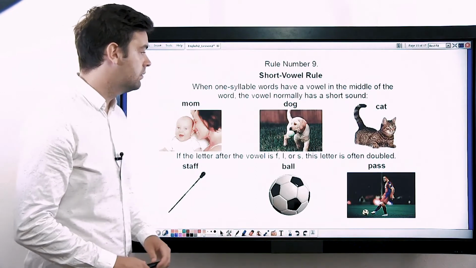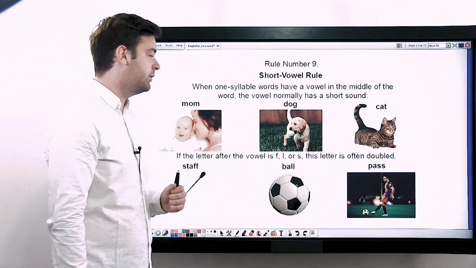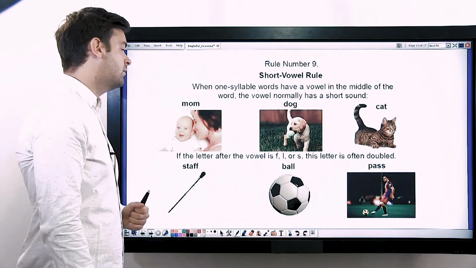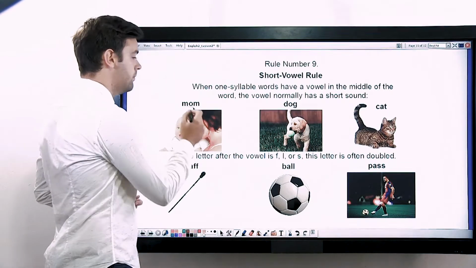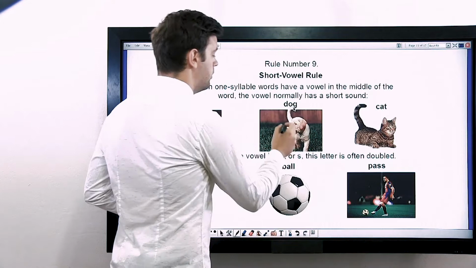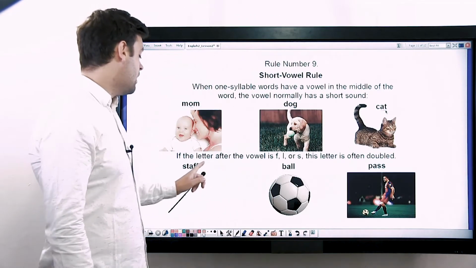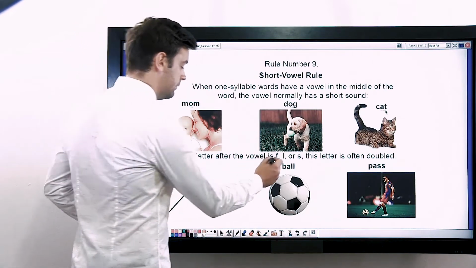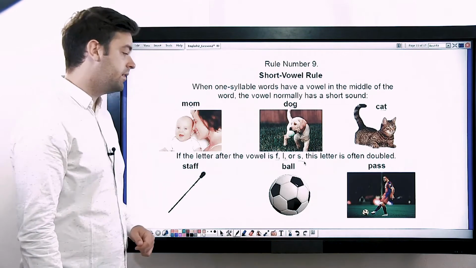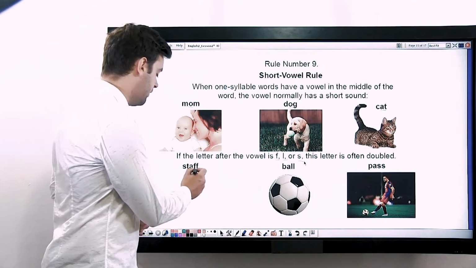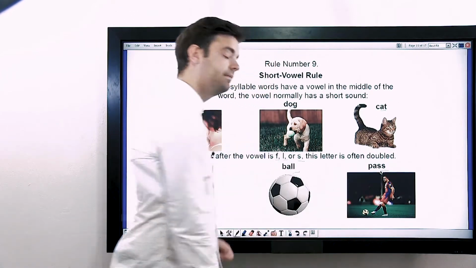Rule number 9, the short vowel rule. When one syllable words have a vowel in the middle of the word, the vowel normally has a short sound. Mum, or mom, dog, or cat. If the letter after the vowel is an F, L, or S, this letter is often doubled. Staff, bull, pass.